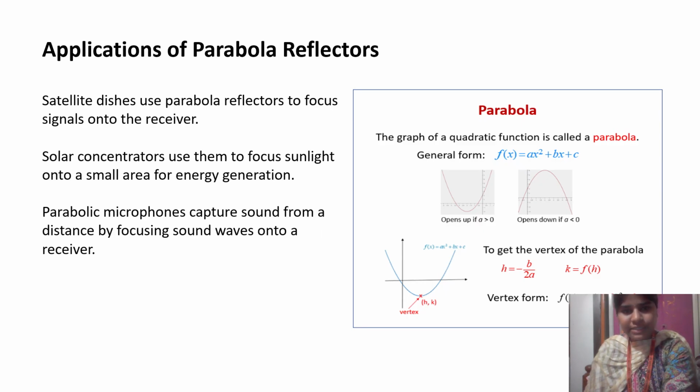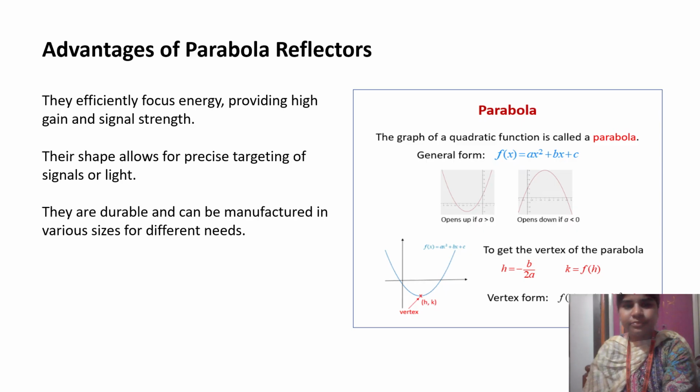What are the applications of parabola reflectors? Satellite dishes use parabola reflectors to focus signals onto the receiver. Solar concentrators use them to focus sunlight onto a small area for energy generation. Parabolic microphones capture sound from a distance by focusing sound waves onto a receiver.